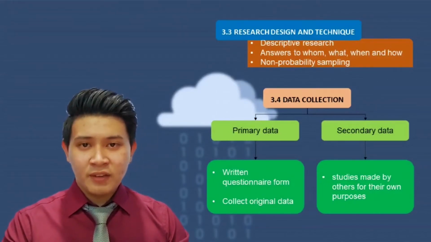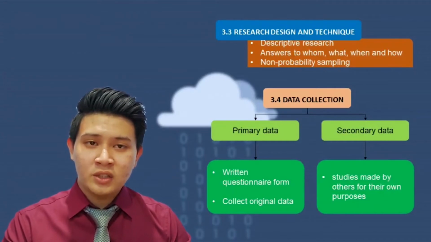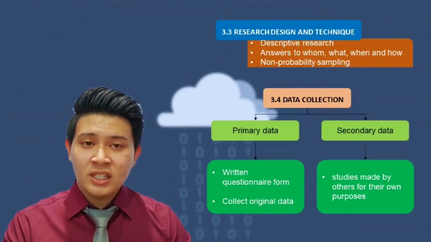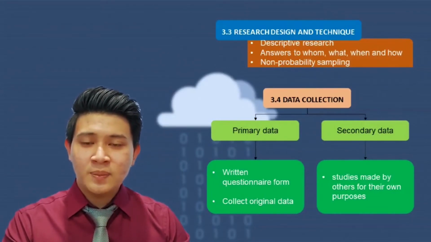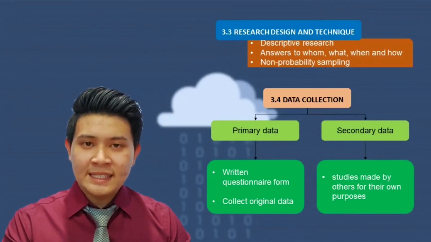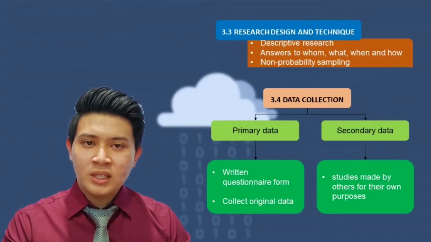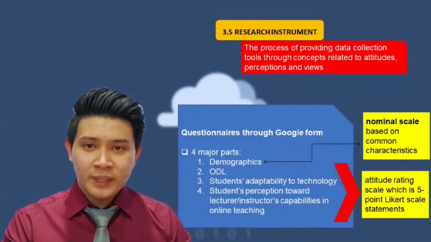By providing a questionnaire via Google Form, the link is shared to the sample of 235 students from the population frame of UiTM in order to collect original data on the effect of student adaptability in using technology and teacher or instructor capabilities in online teaching towards the experience of online distance learning. Studies made by others for their own purposes represent secondary data. Next slide is the research instrument.